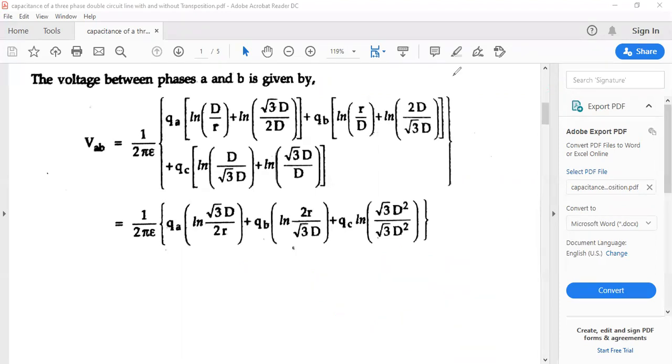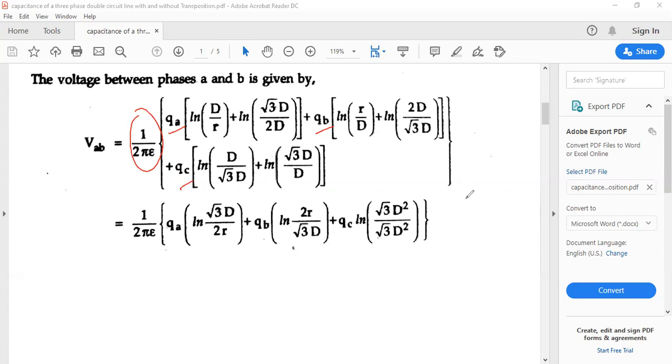So next, what you can generally see here is you are finding the voltage between the phases A and B. So the voltage between the phases A and B is generally given as VAB, I take 1 divided by 2 pi epsilon. So under the brackets, I will be having 6 terms altogether. I will be analyzing these 6 terms with respect to the charges QA, QB and QC. So QA, I'll be having 2 terms. QB, 2 terms. QC, 2 terms, which is present there.